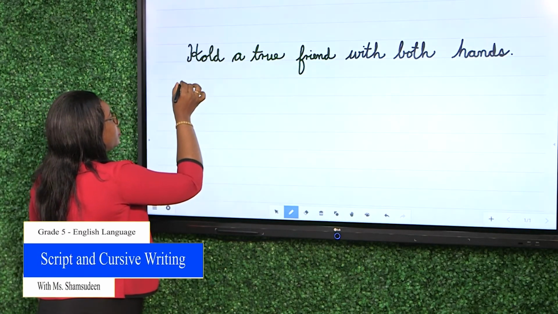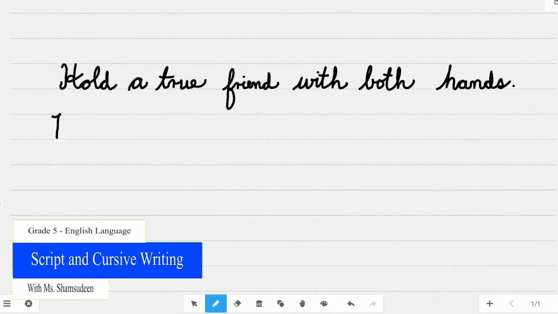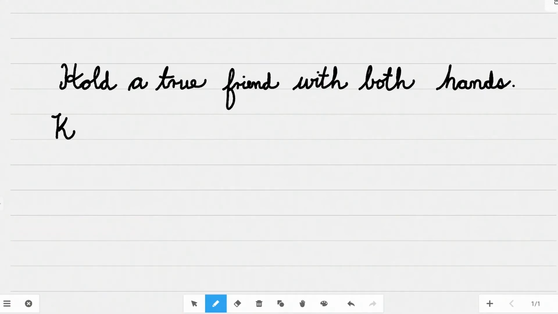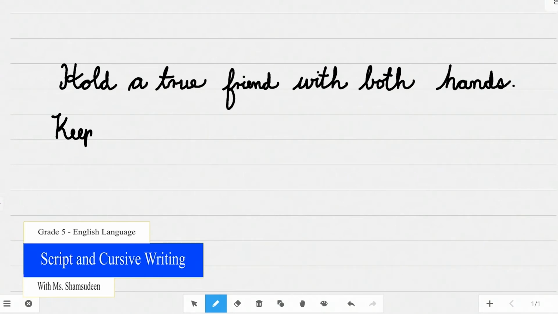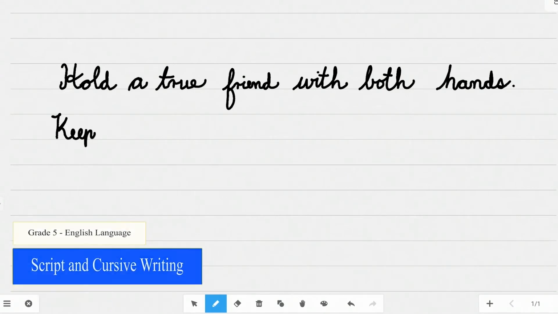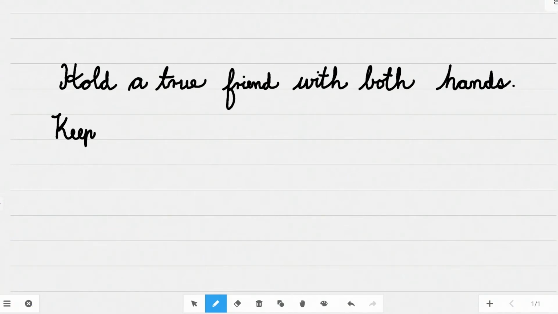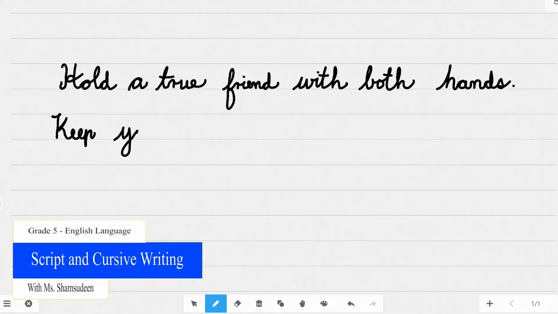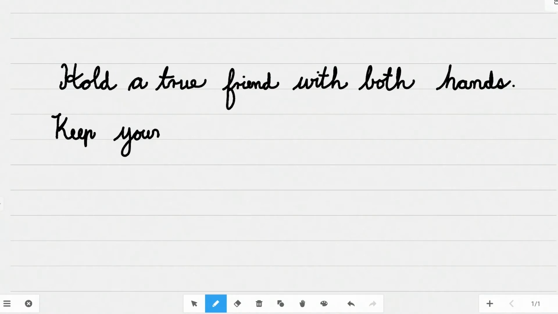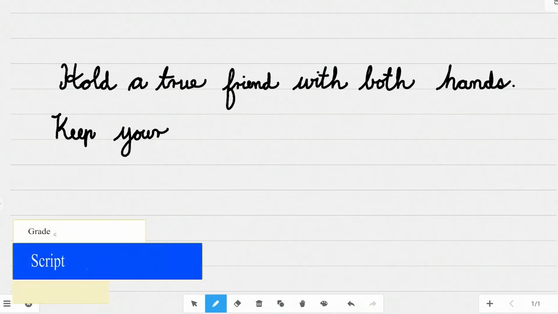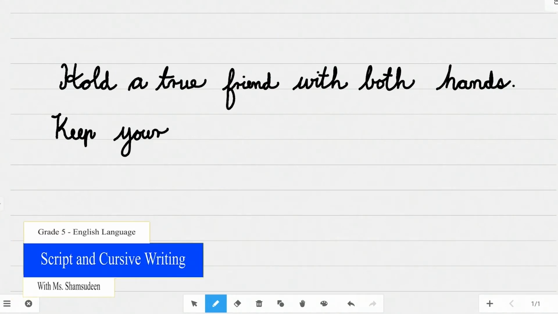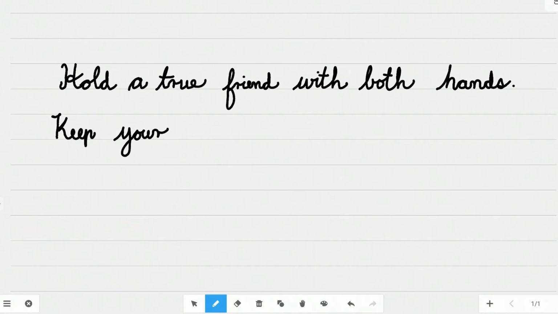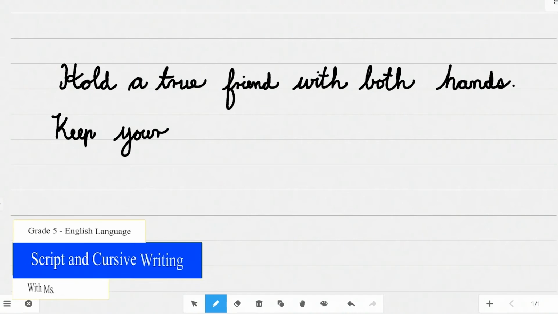So, let's see this one. Right? That's the word keep. That's the word keep. Your. Do you notice that as I finish the formation of one letter, I flow into the formation of the next? So let's look at the word friendship.